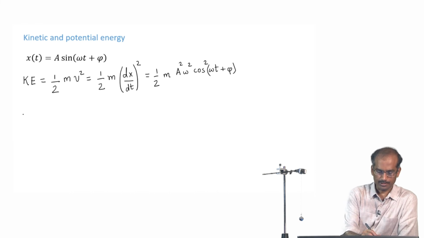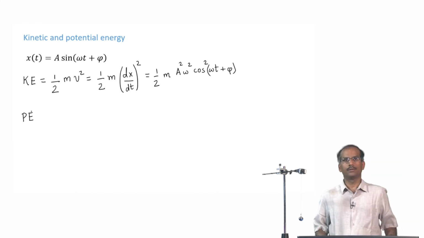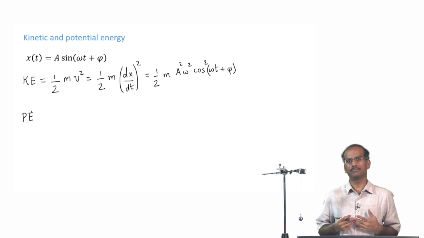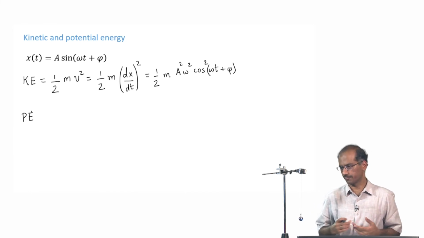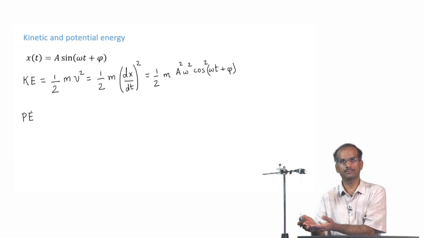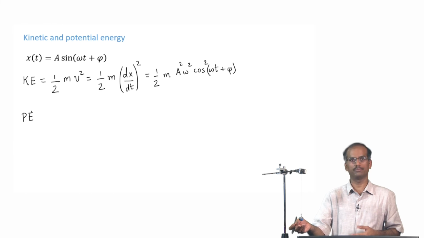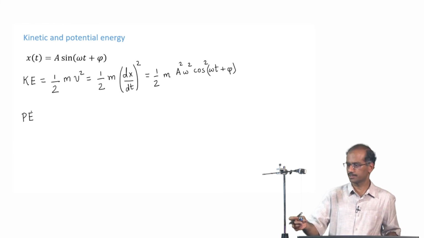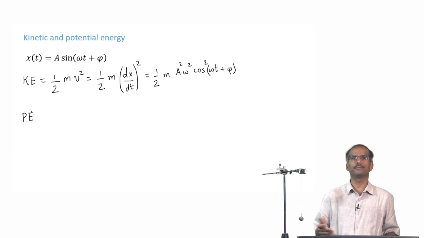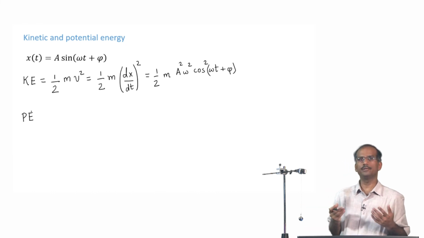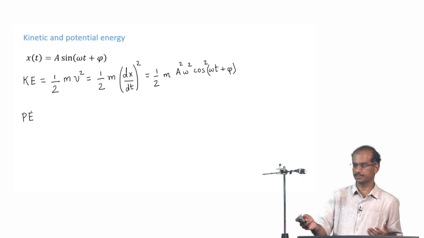What about the potential energy? Potential energy is simply the work done by the system against the restoring force. So, at this position we have assumed that the potential energy is 0, because we have put the scale such that the 0 of the position corresponds to the point where the pendulum does not do anything if left to itself. So, that will be the position where the potential energy is 0.